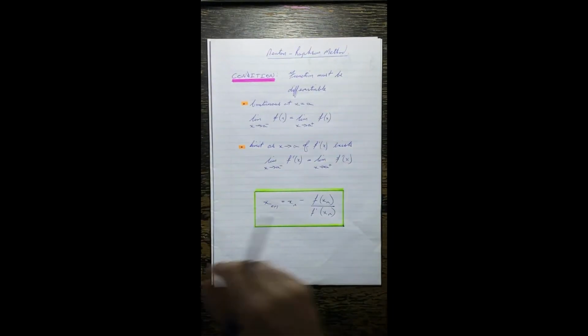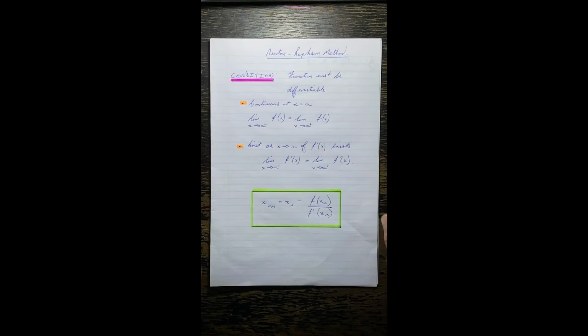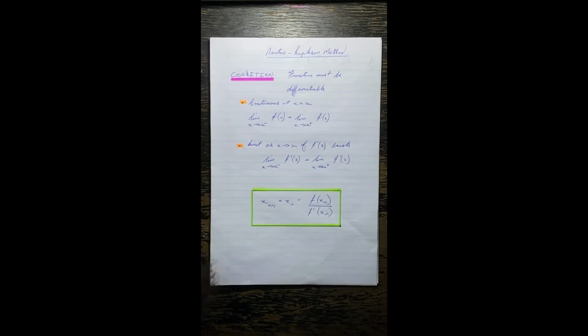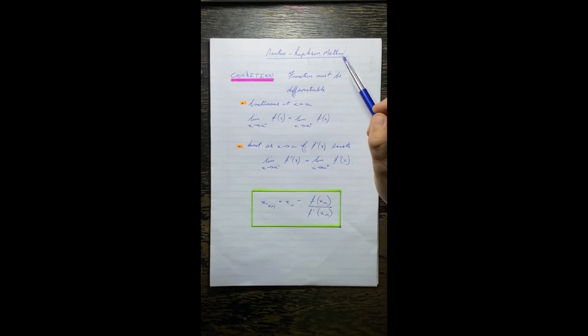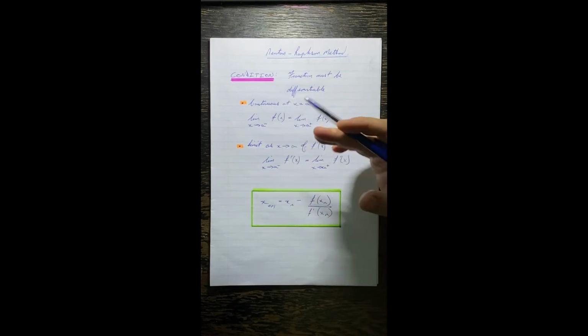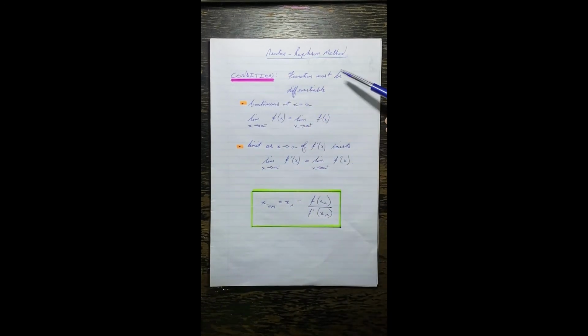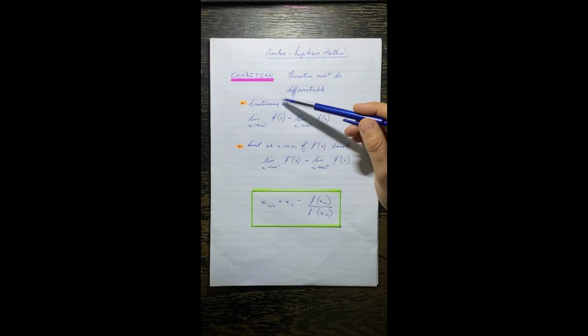Okay. So just to chat about a few things before we get into it. In order to use Newton-Raphson method, we've got a condition that we need to make sure that holds. First of all, the function must be differentiable. Now, how do we know that a function is differentiable? Well, it is continuous at that point.